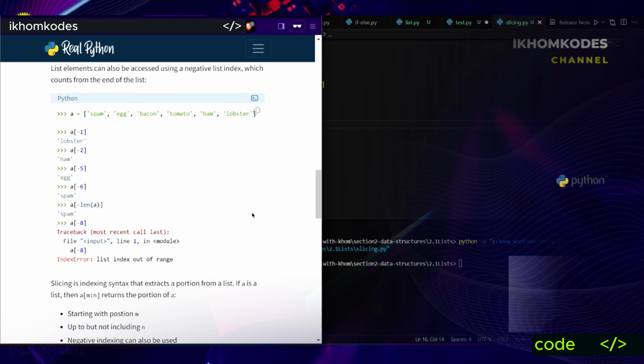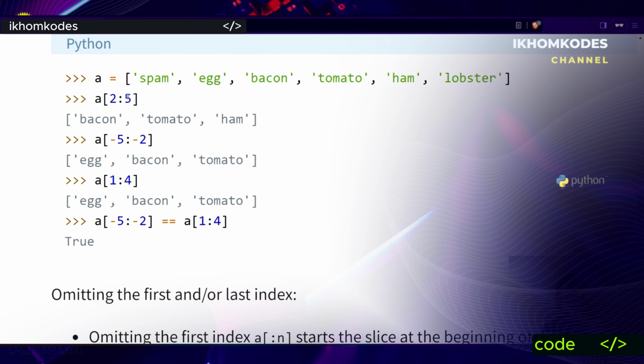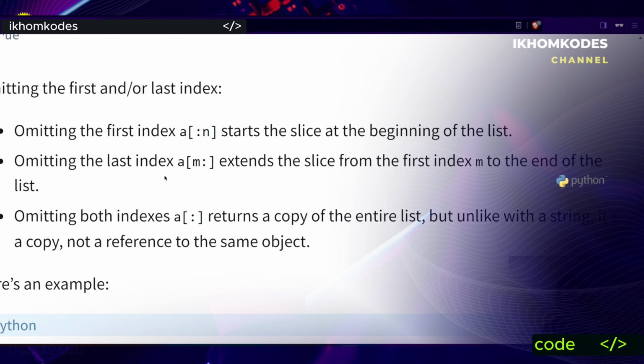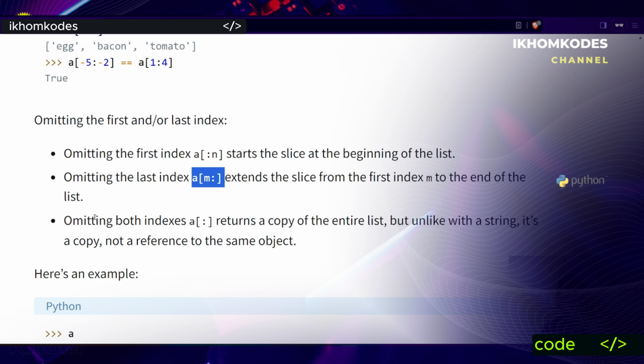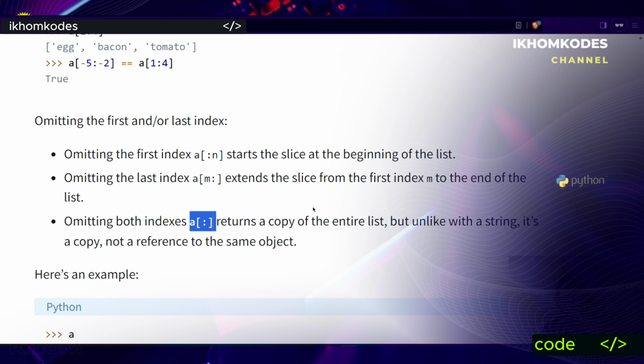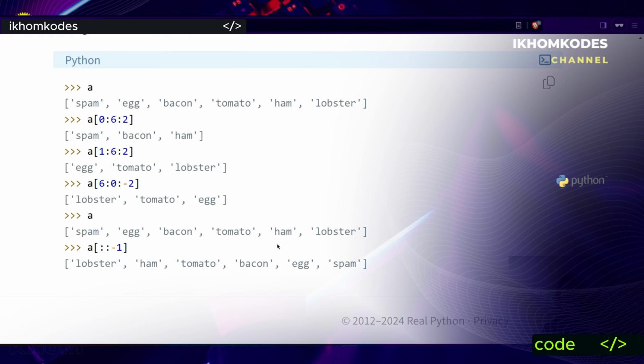Here you can get a lot more examples, and just try them. Omitting the first and last index: omitting the first index starts the slice at the beginning of the list. Omitting the last index, a[m:], extends the slice from the first index m to the end of the list. Omitting both indexes, a[:], returns a copy of the entire list, but unlike with a string, it is a copy, not a reference to the same object. So here are so many examples. You can try them out, and that's it.